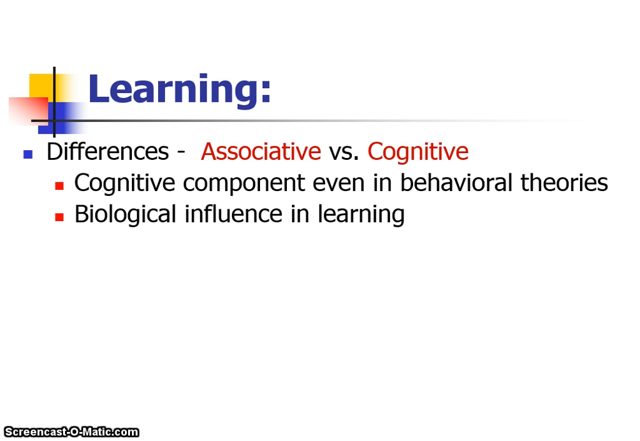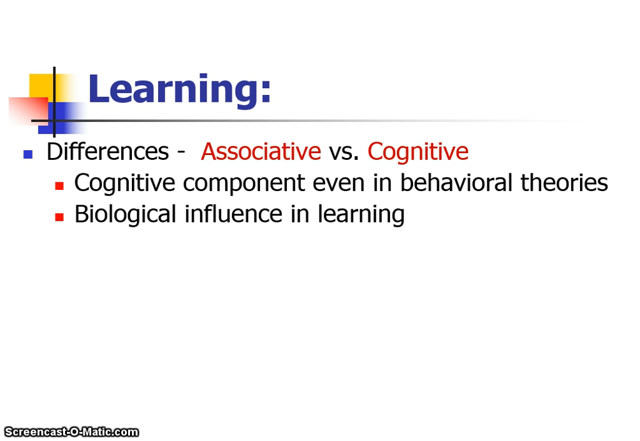Okay, for the learning concepts, again, a lot of this was review from Intro Psych, so hopefully it will all be good. Make sure you know the differences between the two types of associative learning, classical and operant, along with the different types of cognitive learning. And yes, we do have cognitive components even in those associative or behavioral theories, and the biological influence of learning. That was mentioned several times in your reading.